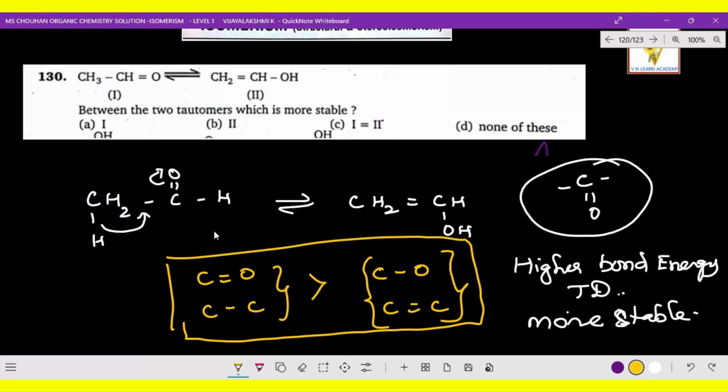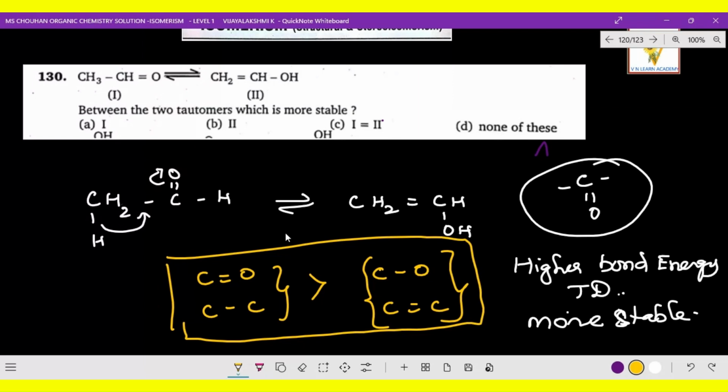So the keto form is more stable than the enol form due to stronger C double bond O compared to C double bond C. And one more point, higher bond energy, thermodynamically more stable. I hope you got the clarity. The keto form is stronger than the enol form. Why? Due to increased conjugation, that is a very important point. And other points I'm bringing to your notice: aromaticity, resonance, intramolecular hydrogen bonding, and the active methylene group. These all favor keto-enol tautomerization.